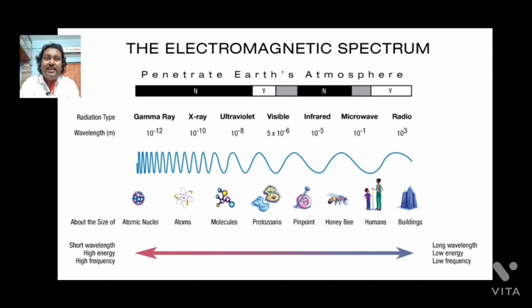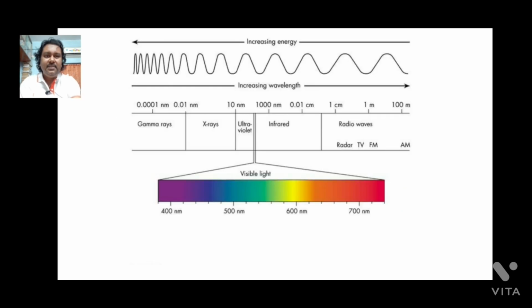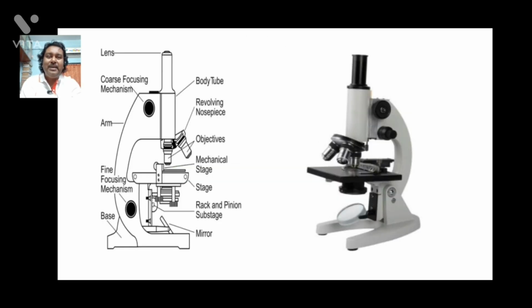Another interesting thing is that when the wavelength of light is decreasing, the tissue damaging power of the radiation is also increasing. This is the structure of the electromagnetic spectrum, and this is the basic component of the light microscope.